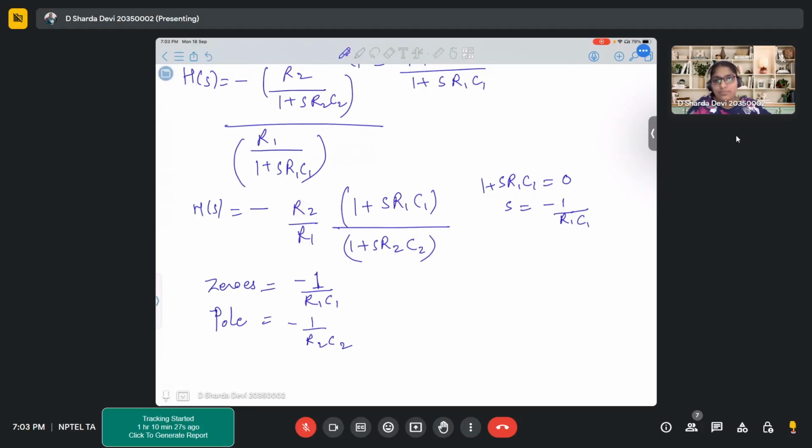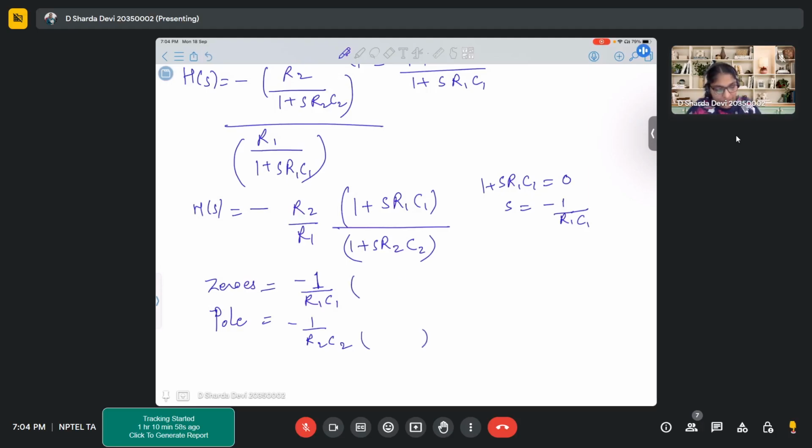A pole is where your transfer function attains a maximum or infinity. Anything divided by 0 gives you infinity, and anything multiplied by 0 gives you 0. With that concept, we find the zeros and poles. Clear? Yes, ma'am, clear.